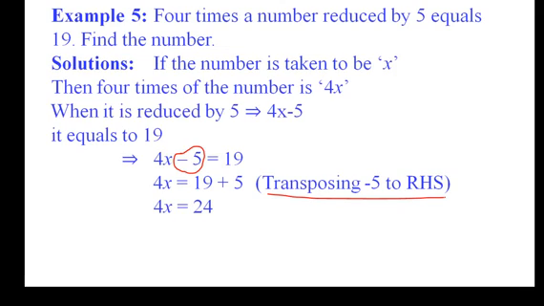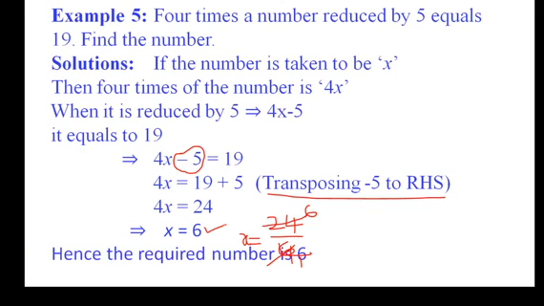Now tell me which one we have to transpose. Yes, we have to transpose 4 to the right side. When we are transposing 4 to the right side, what are we getting? x is equal to 24 by 4. 4 ones are 4, 4 sixes are 24. So what we are getting here? x is equal to 6. Hence the required number is 6.